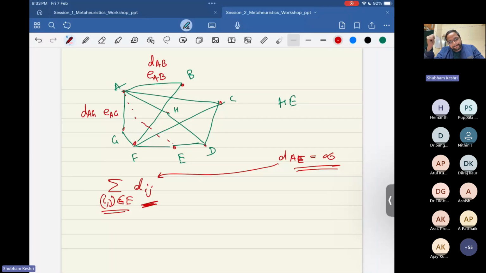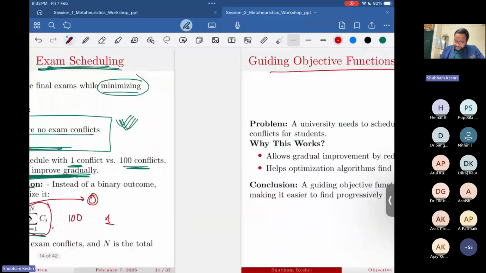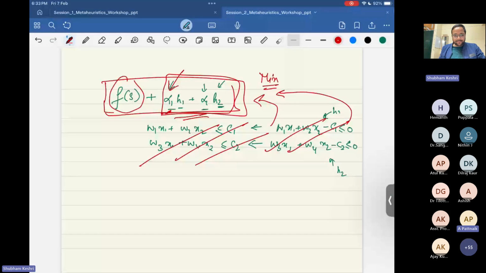Is that all right? Yes, perfectly. We can also assign a higher number, like 10,000, since infinity doesn't work in mathematics. You can have a very high number. I just used infinity to clarify the doubt. You can take 1 million or something like that. Okay.